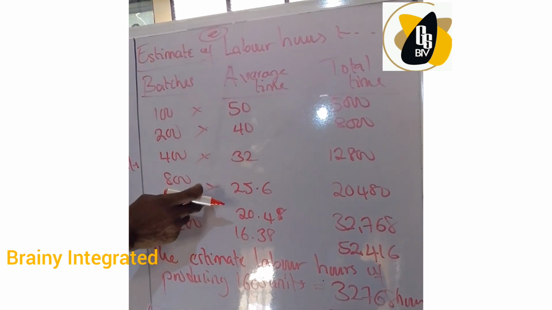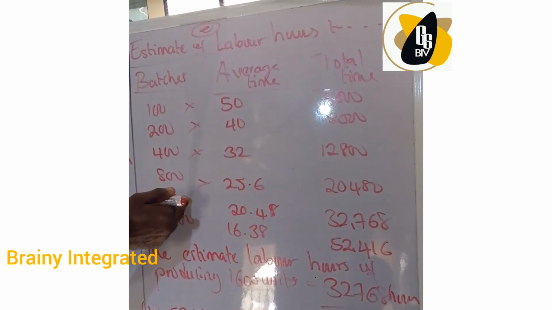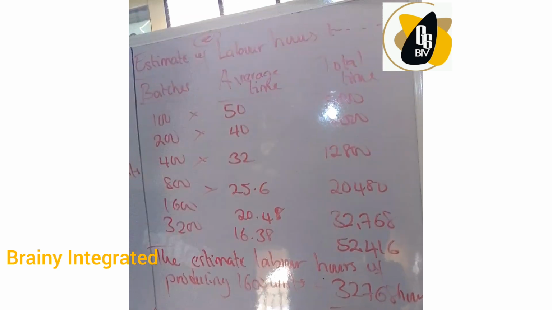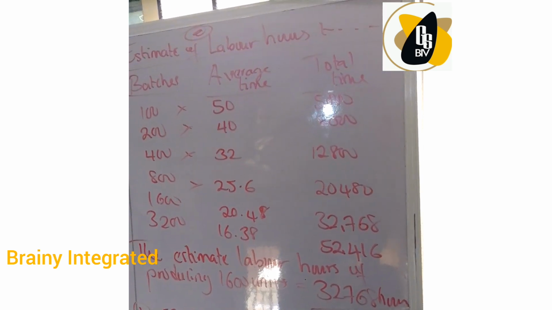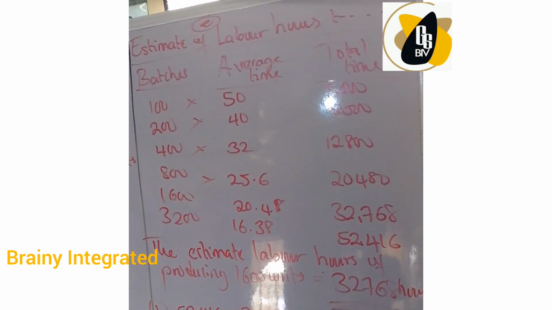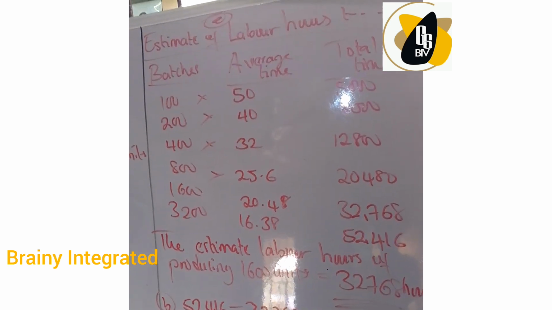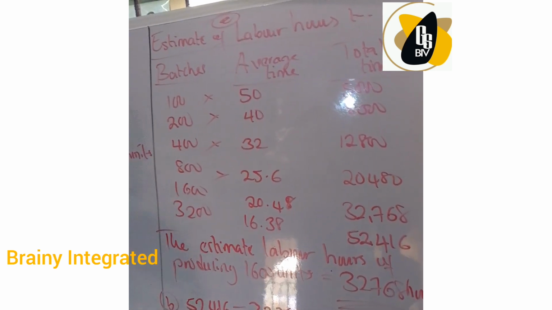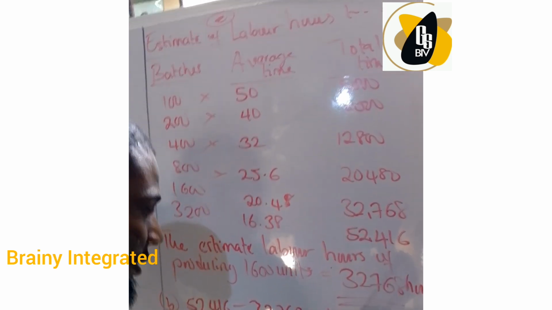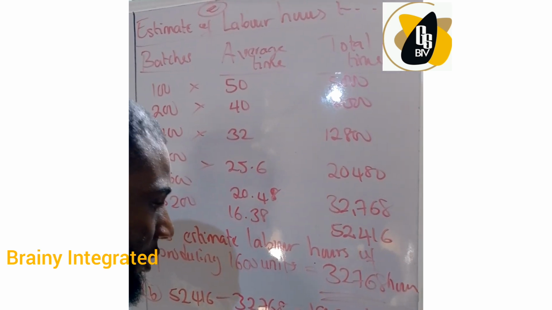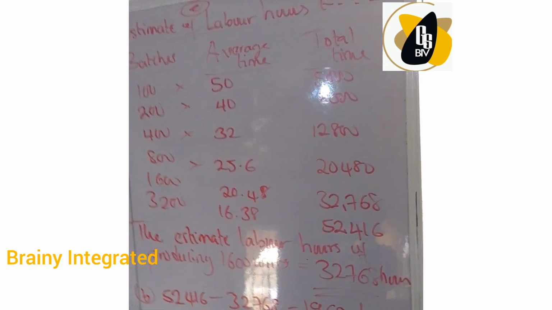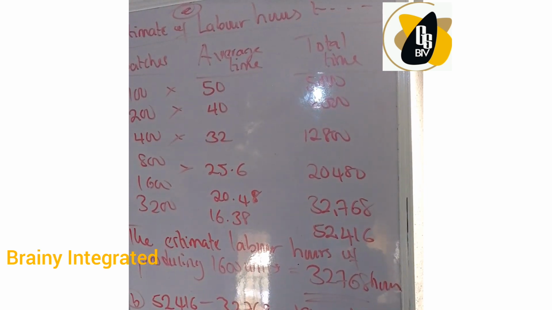Remember they said the incremental for doubling it, right? So that will give us, yes, we subtract, that will give us 19,648 hours. That's that.